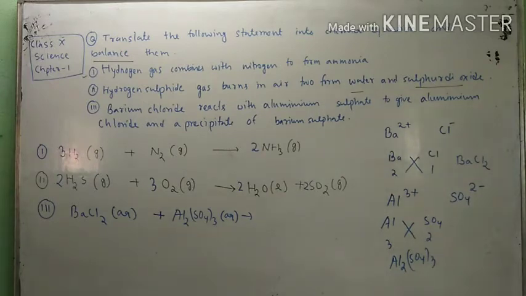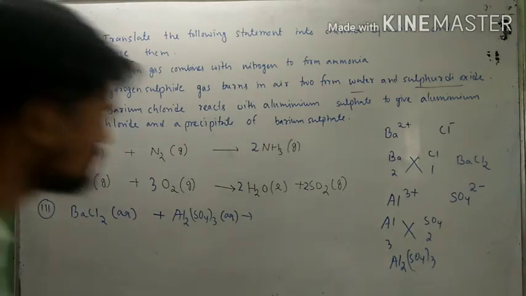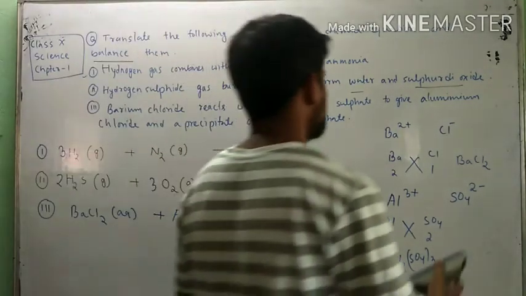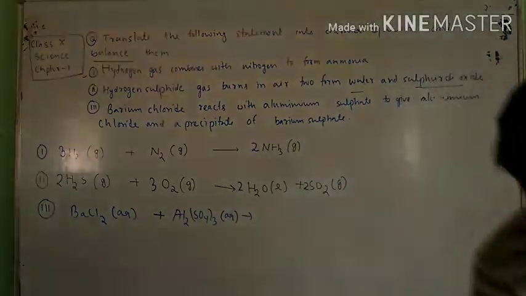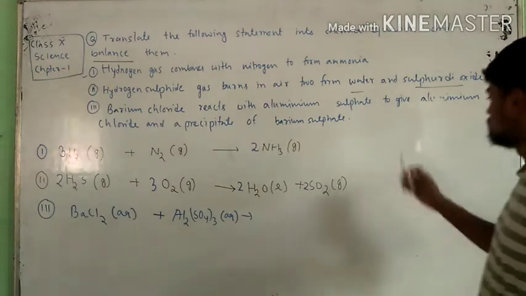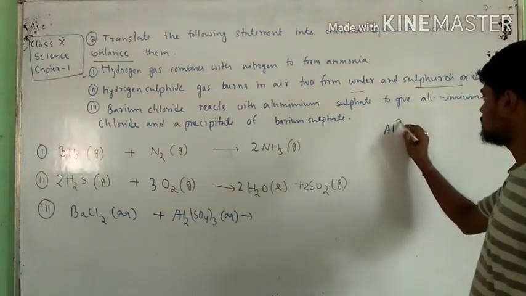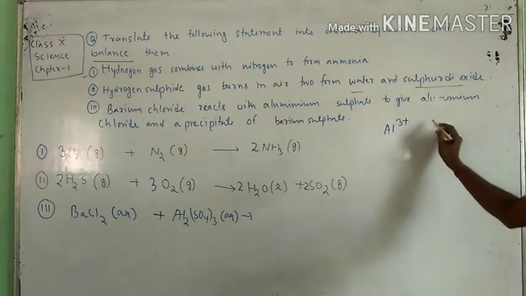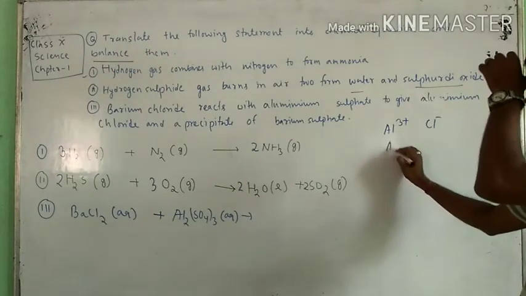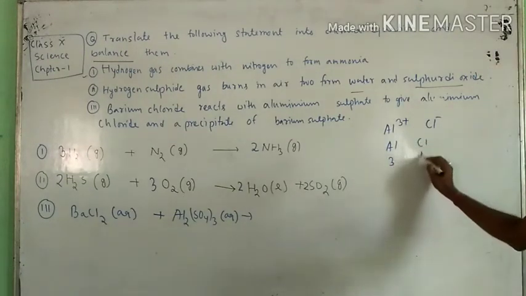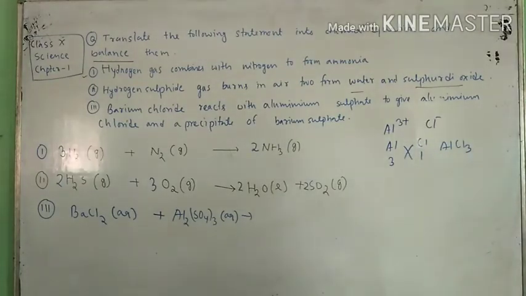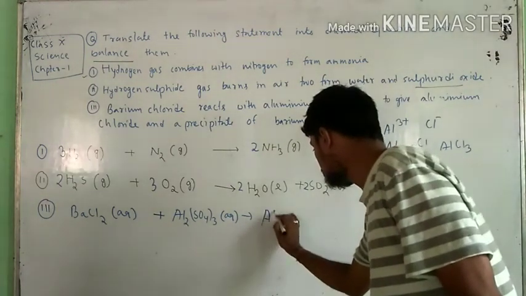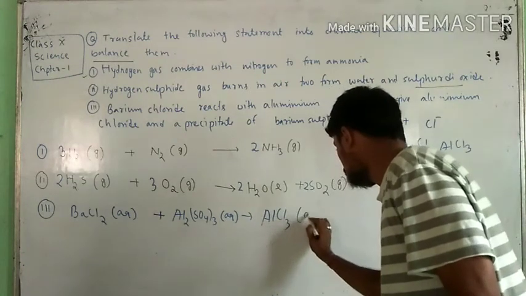So now what are the products? The products are aluminium chloride and the precipitate of barium sulfate. So let us see the formula of aluminium chloride. Aluminium is denoted as Al3 plus, chloride is Cl minus, Al1Cl3. Then it becomes AlCl3. This is the formula of aluminium chloride, right? AlCl3 aqueous.